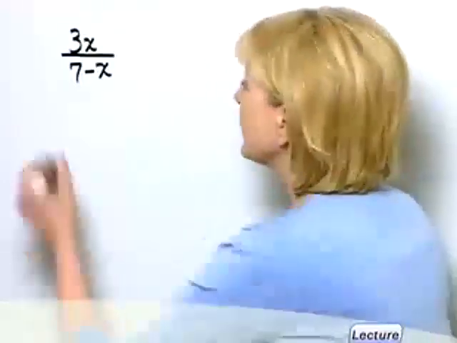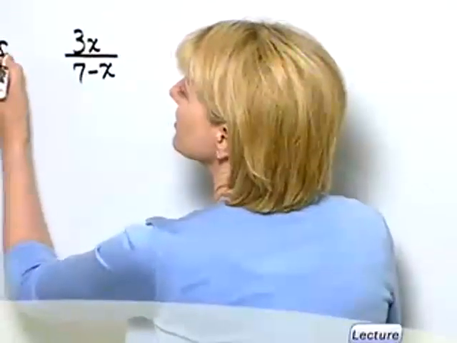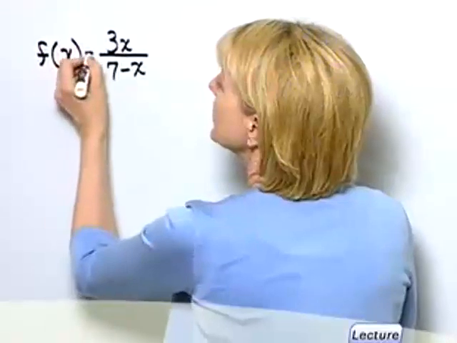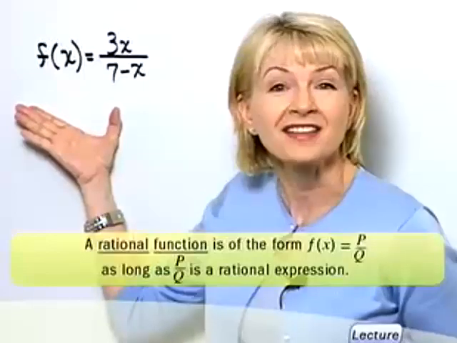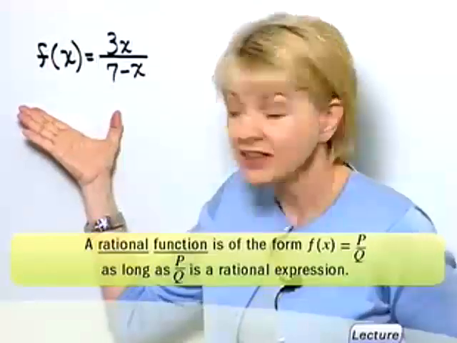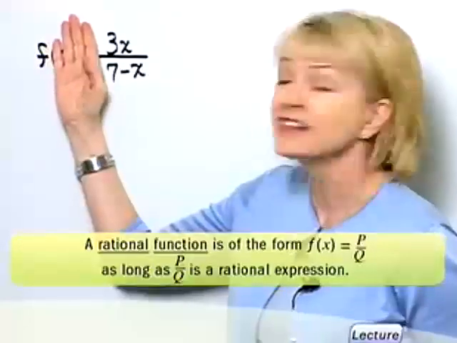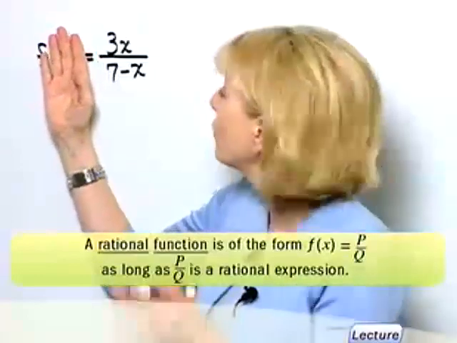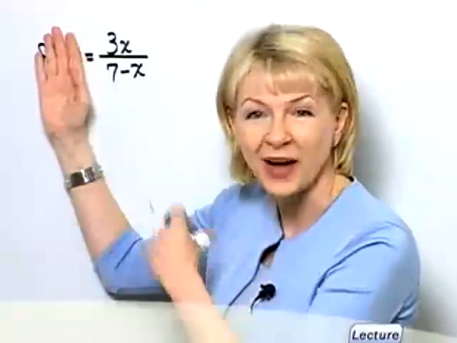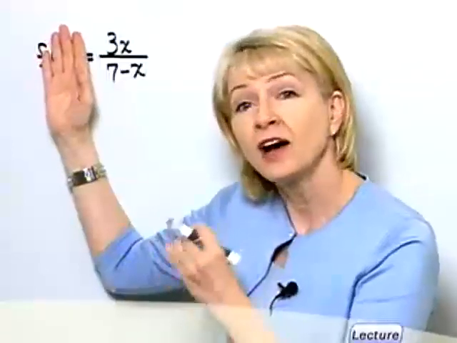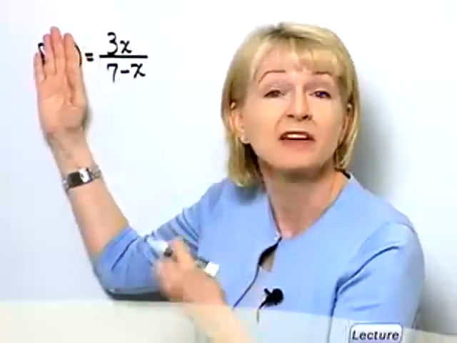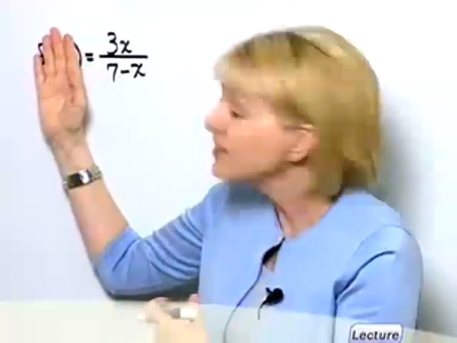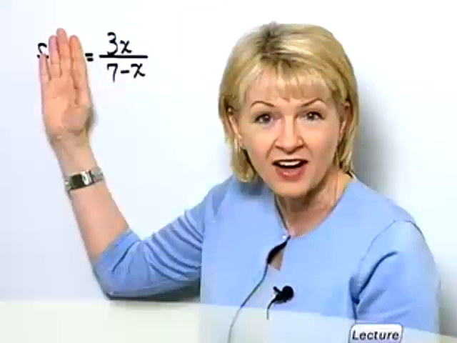By the way, if I write f of x equals this rational expression, we now call this a rational function. It's a rational function because this is a rational expression. Once again, for fractions or for rational expressions, we do not want the denominator to be 0 because when the denominator is 0, then the expression is undefined. Same thing with a function.